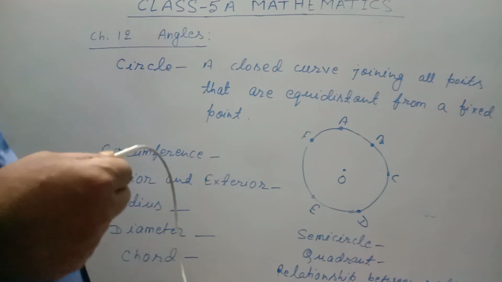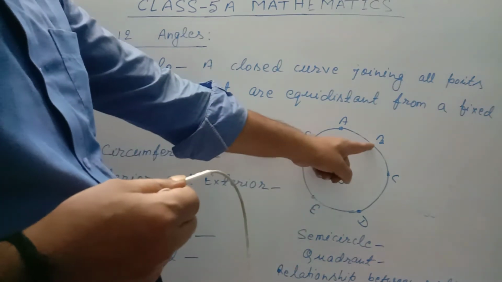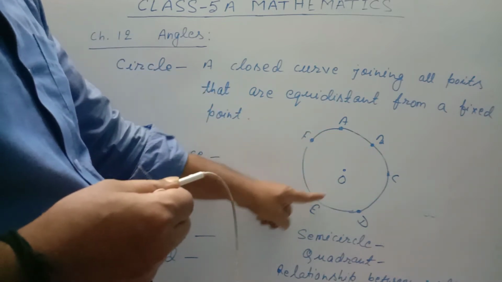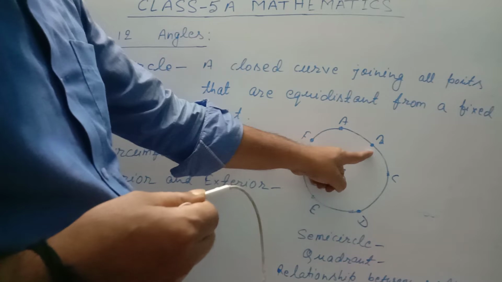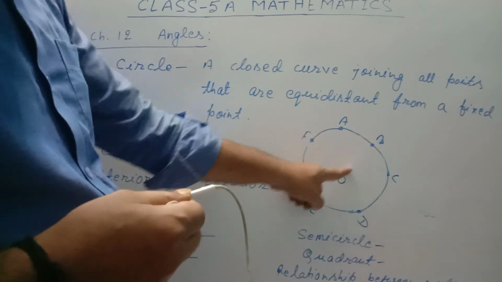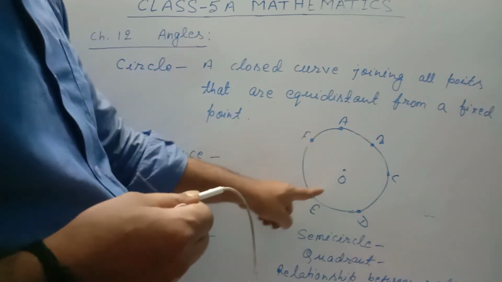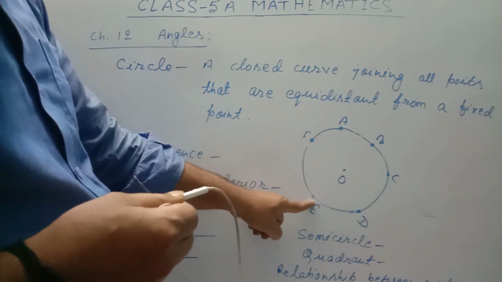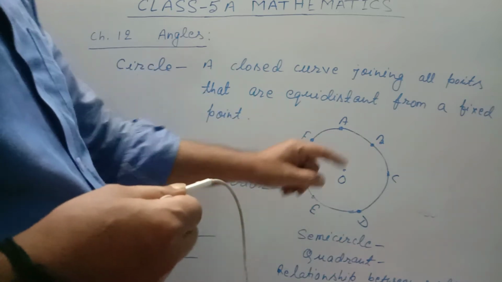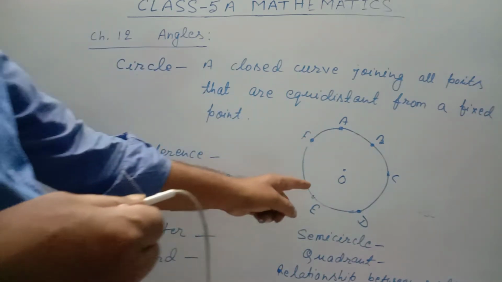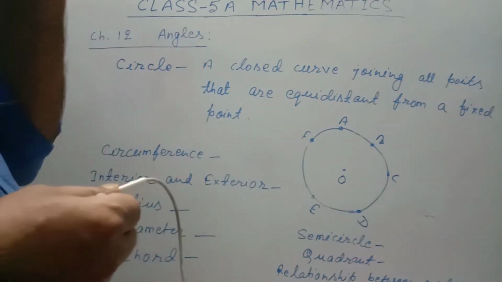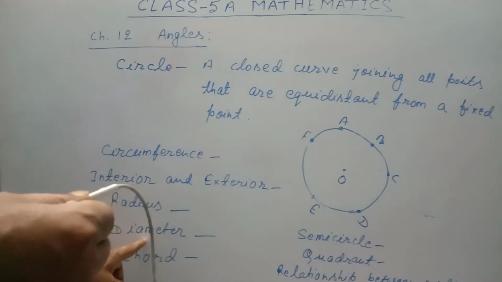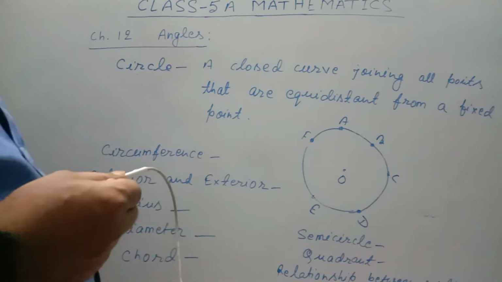Now, diameter: a line joining two points that lie on the circumference of the circle and passes through the center of the circle. B and E, you join. As you join these two points, if that line passes through the center of the circle, then BE becomes the diameter of the circle. A line joining two points that lie on the circumference of the circle, passing through the center, is called the diameter of the circle, and this is denoted by a small d.